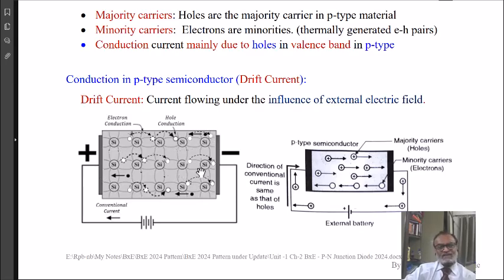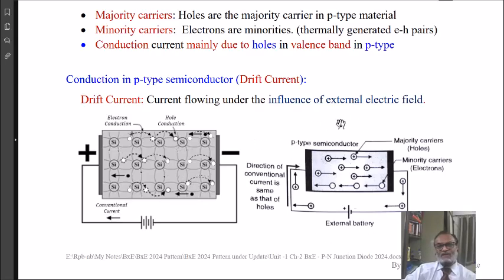But still, we can say that in a semiconductor, total current is a summation of two currents, hole current and electron current. Electron current is normally denoted by IE and hole current is denoted by IH. So total current I in the semiconductor specimen is then the summation of IE plus IH.